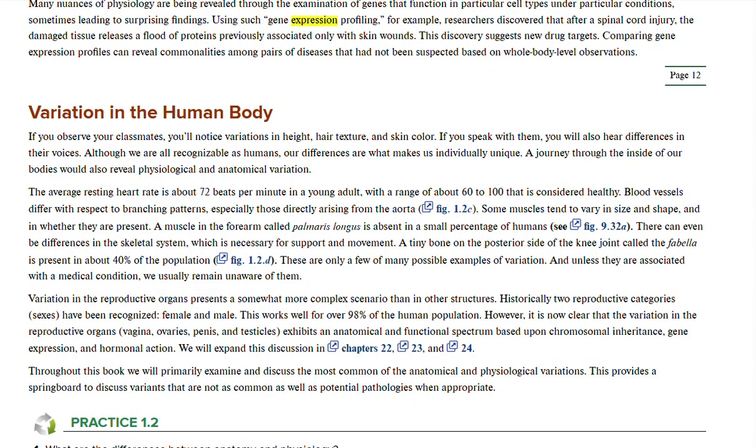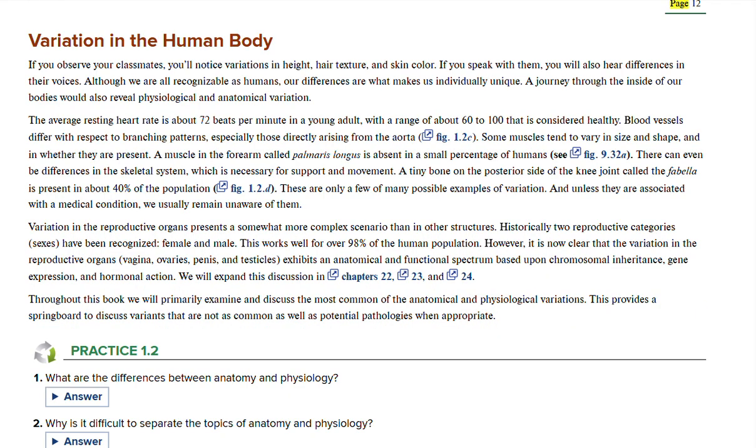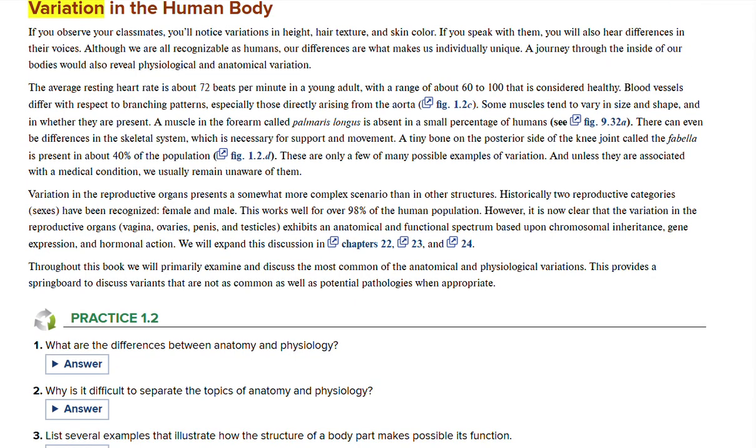Using such gene expression profiling, for example, researchers discovered that after a spinal cord injury, the damaged tissue releases a flood of proteins previously associated only with skin wounds. This discovery suggests new drug targets. Comparing gene expression profiles can reveal commonalities among pairs of diseases that had not been suspected based on whole body level observations. Page 12. Variation in the human body.